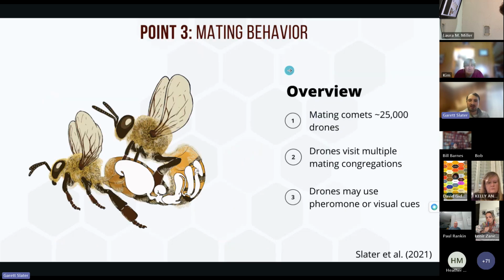And actually, I'll go back here. After a drone mates, they immediately die. Their entire reproductive tract is ripped out, and then they fall and die to the ground. So drones can only mate once, and after they mate, they're basically done.